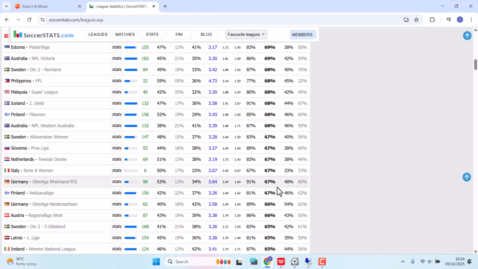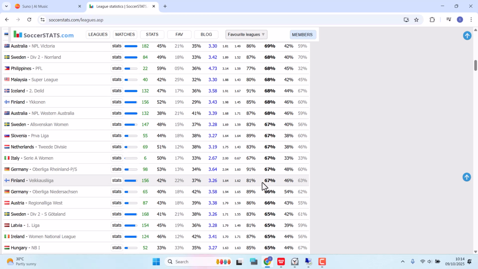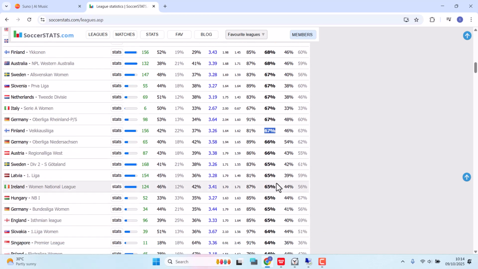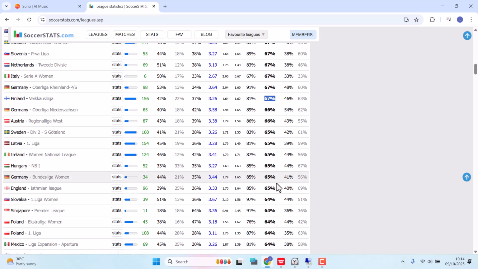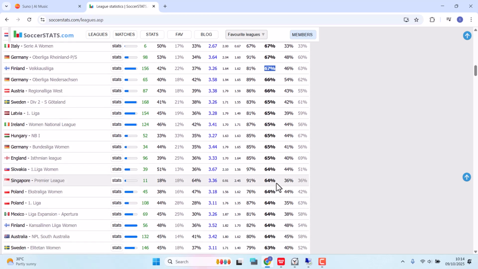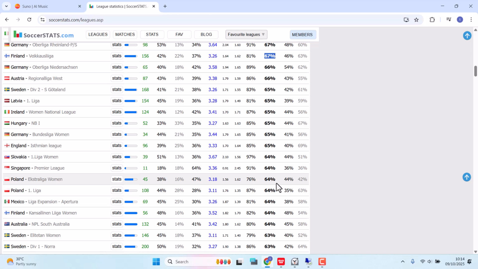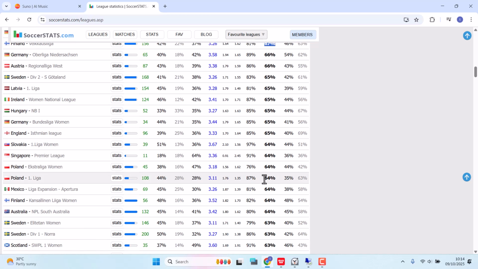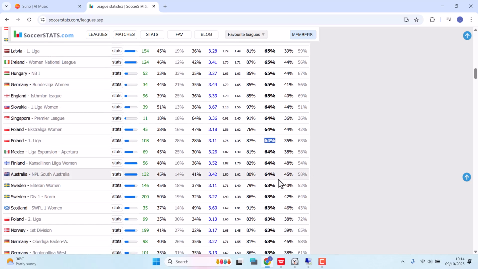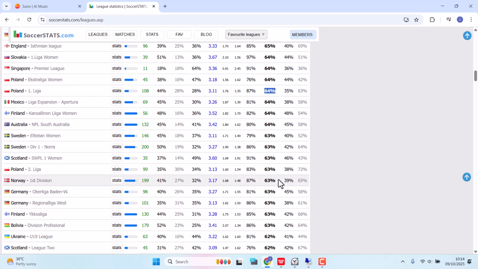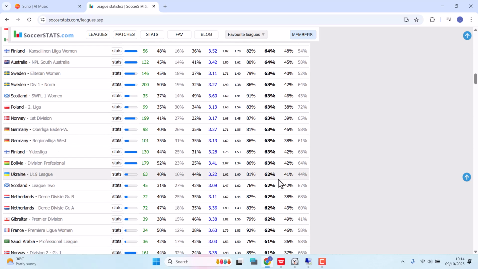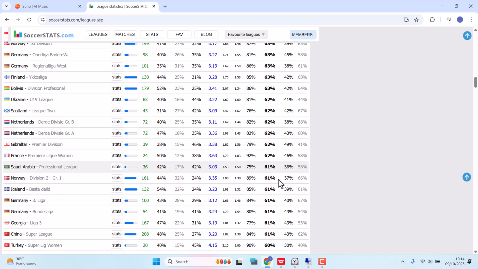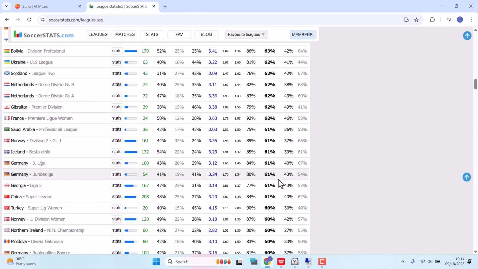Finnish Veikkausliiga as well, eminently tradable league, 2/3 of their matches over 2.5 goals. So make your life easy. Focus on leagues where you expect a large proportion of the matches to finish over 2.5 goals. Polish 1 League as well. And we're getting near to the 60% now, which would be my cut-off point. And a lot of these leagues you can't trade. Bundesliga, 61%.